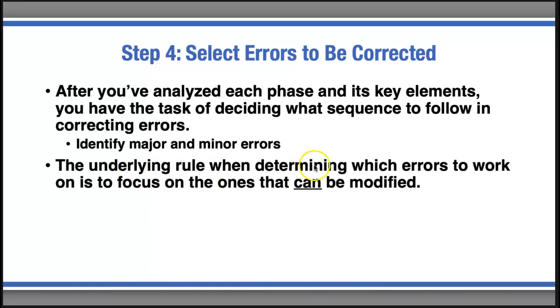So the underlying rule when determining errors is focusing on the ones that can be modified today. By the time I'm done with this shooting session or range session, what can I fix today? In a PT setting, when you're watching somebody walk and they have a weird limp, what muscles do I need to make stronger for this person to walk out of here being able to walk better? You'll use other knowledge that you'll get beyond this, but the process is still the same.